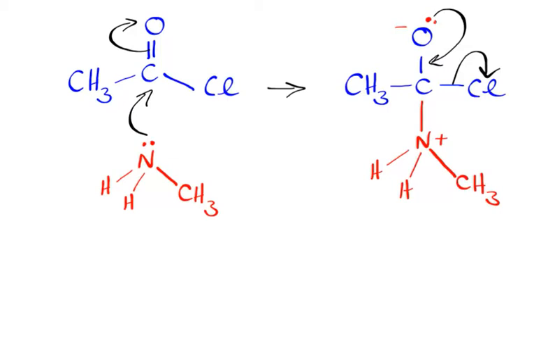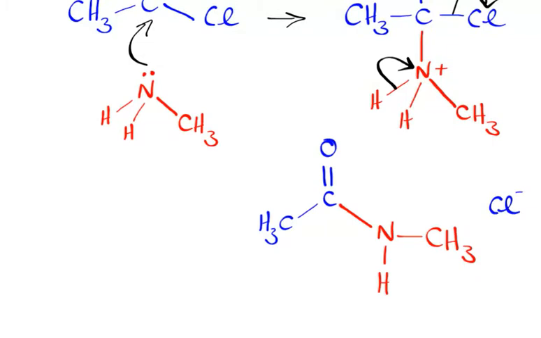Just make sure that we pick one of the hydrogens to lose and not the methyl group. What's this going to give us? Well, we've kicked the chloride out, and we've got the amine group directly attached to the carbonyl group.